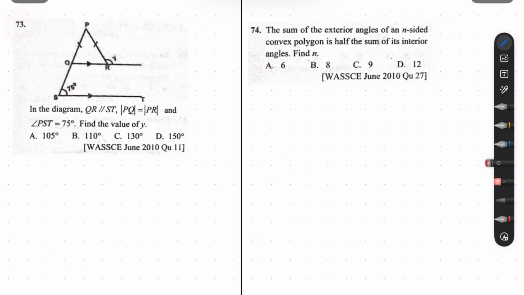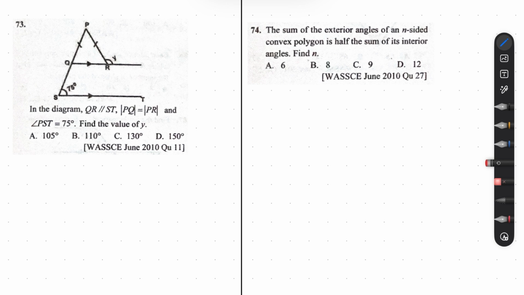Okay, cool. The question says we should find the value of y. Where is y? This is y. Cool. All right. So now in order to find y, we need to find some other stuff first, right? We can first find this angle, then we find this angle. If we find this angle, then we can easily find y because these two angles will be supplementary.